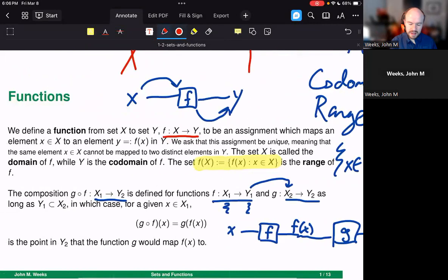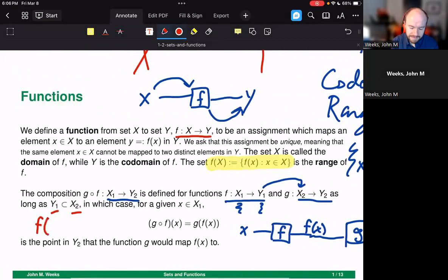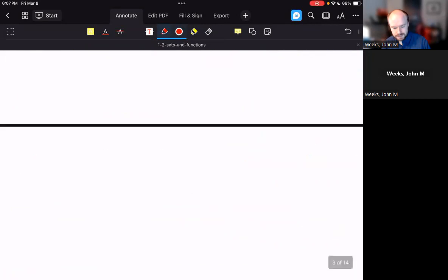So as long as y1 is a subset of x2, and in fact, we could even be more restrictive here. We could even say if f of x1 is a subset of x2, that is, if the range of the function f is a subset of the domain of the function g, then you can define the composition of these two functions by making your y value from the f of x function your x value for your g function. So this is the point in y2 that the function g would map f of x to.